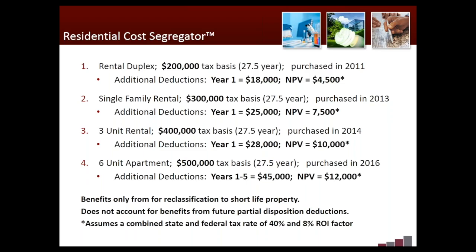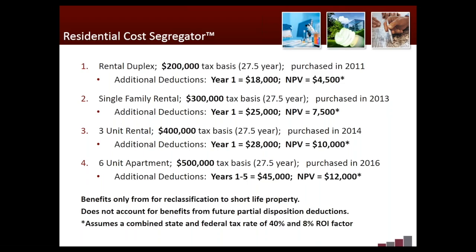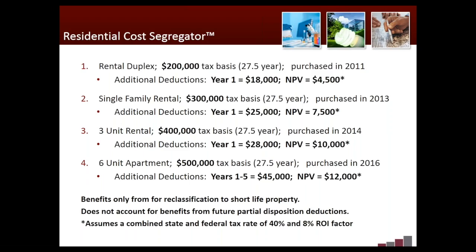In this first example, with a rental duplex that was purchased for maybe $250,000 with a depreciable building value of $200,000 that was purchased in 2011, you could expect additional year one deductions of $18,000. And as the tax basis gets larger, the benefits get larger as well. We'll see there at the bottom a 6-unit apartment complex with a depreciable tax basis of $500,000 purchased in the current year generates additional tax deductions in the first 5 years of $45,000.